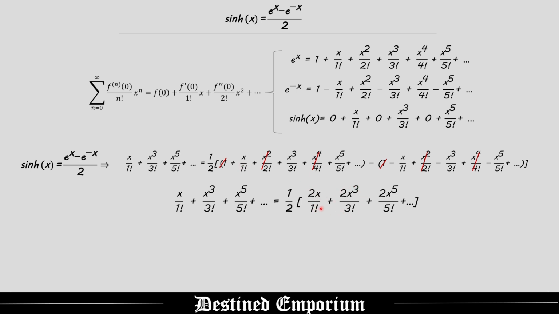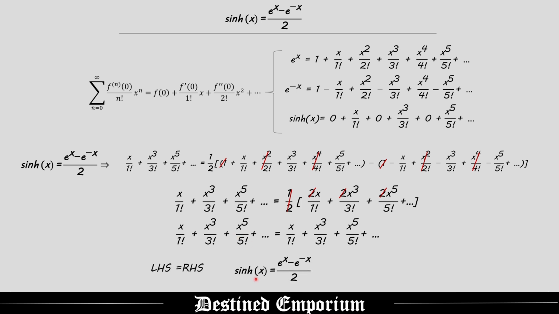And likewise, you do the same for x to the power of 3 divided by 3 factorial. You're going to have 2 terms, and so on and so forth. And notice, since we got 1 divided by 2 outside the bracket, and all these terms are going to have times 2, you can cancel out the 2's. And therefore, what you are going to notice is that the left-hand side is equal to the right-hand side. And therefore, that implies that this must be equal, and then we officially proved the hyperbolic sine function proof.